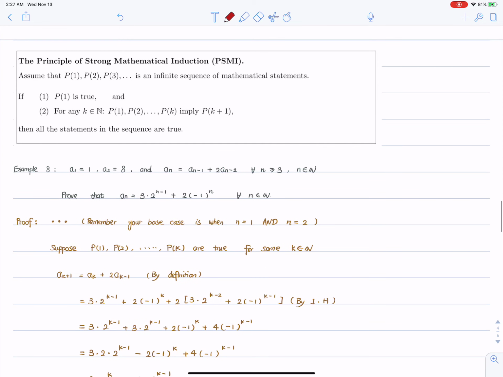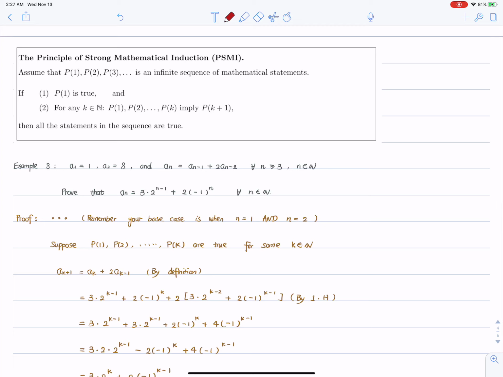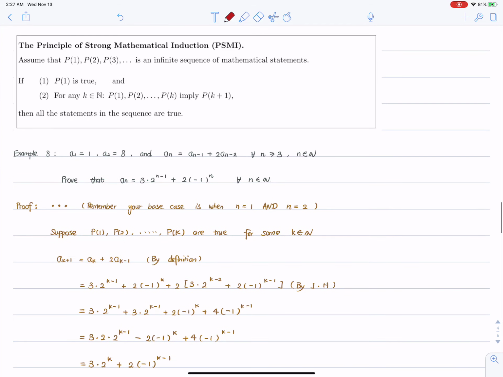Finally, we are at strong induction. I know some of you don't get what the difference is between strong induction and induction. Here it comes. The first part is the same: P1, P2, P3, an infinite sequence of mathematical statements. This is the same. The difference is right here.